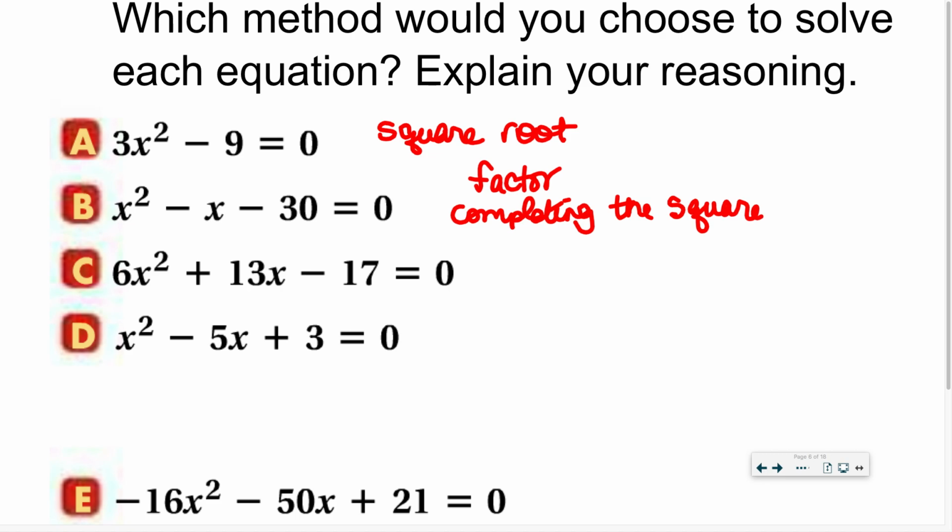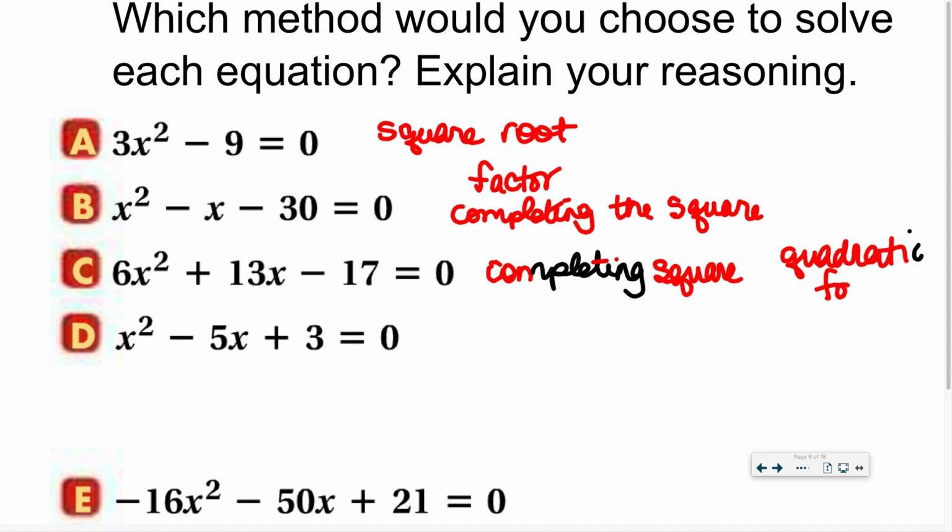Good. How about C? Completing the square? Okay. Any others? Quadratic formula. Yeah, if I were doing these problems, I would probably use the quadratic formula there, only because completing the square is a challenge when you have coefficients besides 1. Think about what we need to do if we complete the square here. We would need to add 17 to both sides. But then, with the 6x squared plus 13x, I would need to factor out a 6. I can't factor a 6 out of 13. That would be a problem.